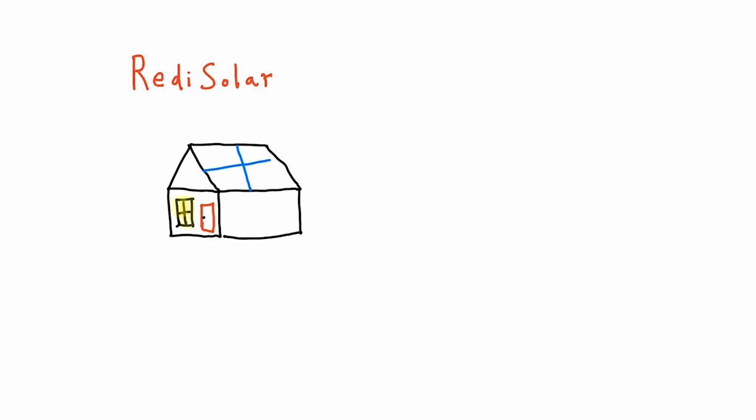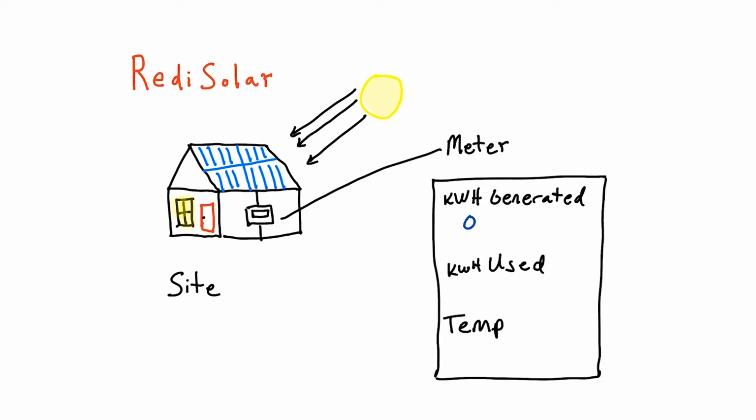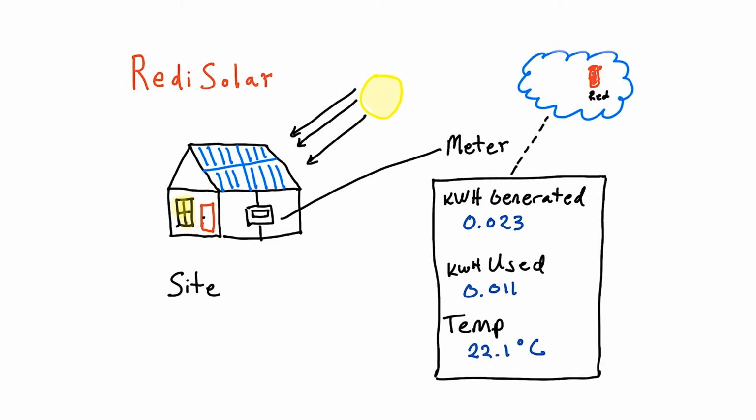Each solar installation is called a site, and each site has a power meter. The meter reports how much energy each solar installation is using and generating on a minute-by-minute basis. We're building the app that ingests and displays this data.